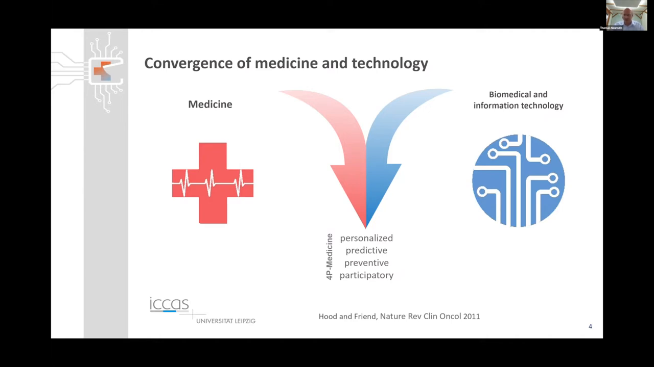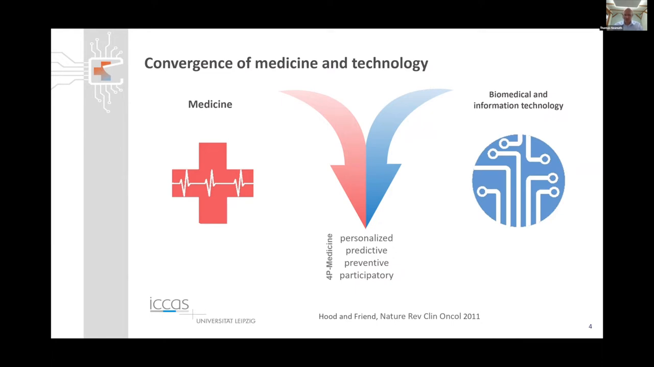For those of you that are not familiar with the medical domain, there's a slogan called 4P medicine. I tried to put it here. 4P medicine means that medicine gets more personalized. I already mentioned this, so more dedicated to the individual patient. The predictive component will be extended very much.